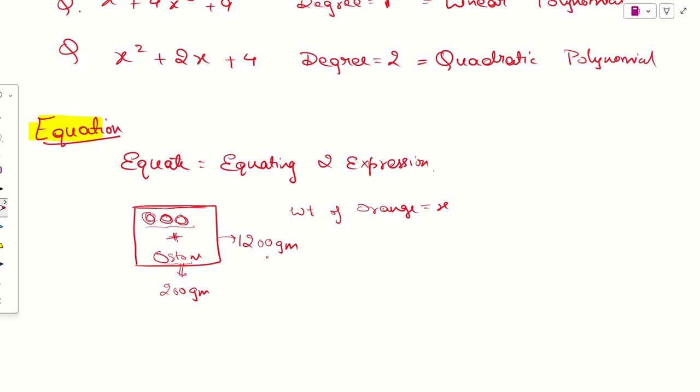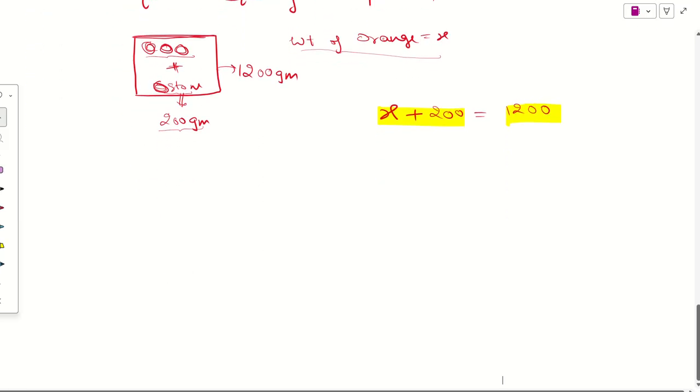So, can you form an equation from here? You know that this bag consists of oranges and we don't know the weight of the oranges. Let's say X. Plus, we know that this bag also has stones and the weight of the stones is 200, right? And the total weight of this bag is 1200. So, this is your equation, where you equate two expressions, right? So from here we know what an equation is.